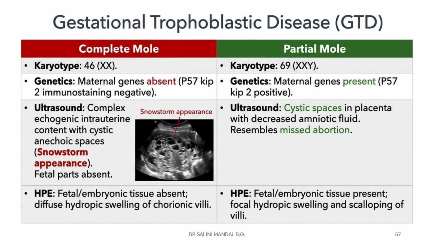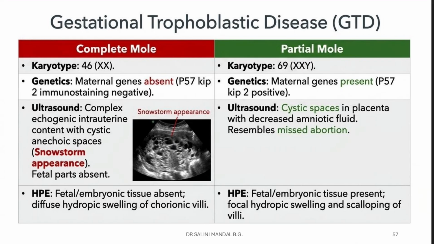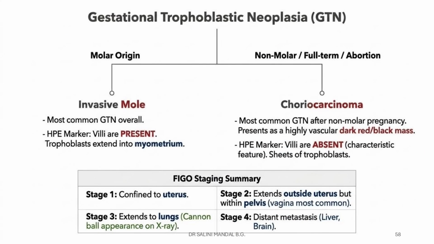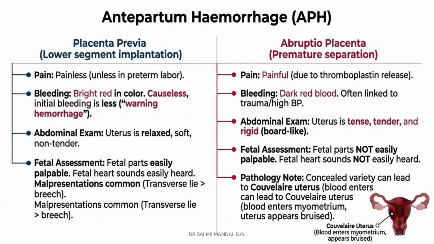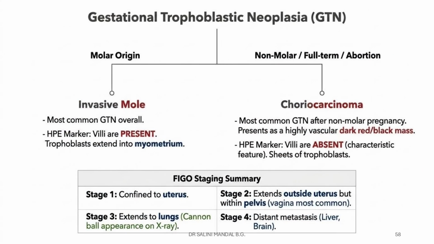Okay, let us talk about gestational trophoblastic disease. I think I had already mentioned this, the complete mole and the partial mole. But one thing which I think I forgot to say is about the snowstorm appearance. I think I have mentioned it, so there's a repetition. Just ignore that. Yeah, this one we can go through.